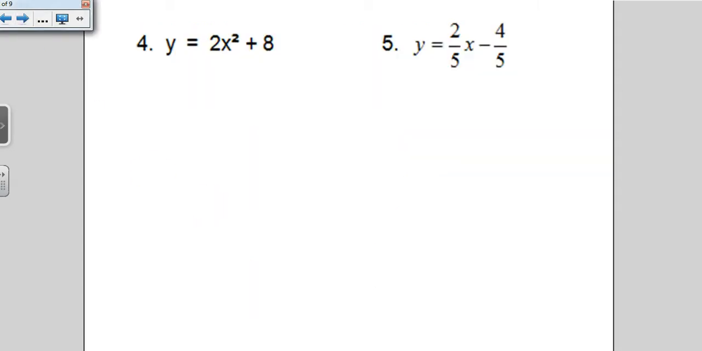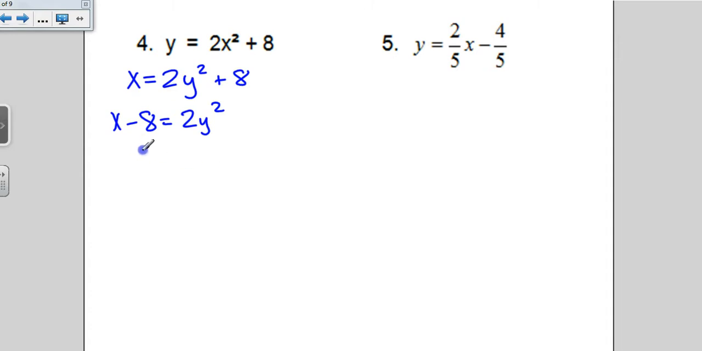Okay, number 4. We're going to switch our x and y. So x equals 2y squared plus 8. First thing I'm going to do to solve for y is to subtract the 8. So we have x minus 8 equals 2y squared. Now because this is no longer going to be a linear function, I'm not so interested in simplifying all the way. I'm just going to make this as clean as possible. So the next thing I'm going to do is divide by 2.